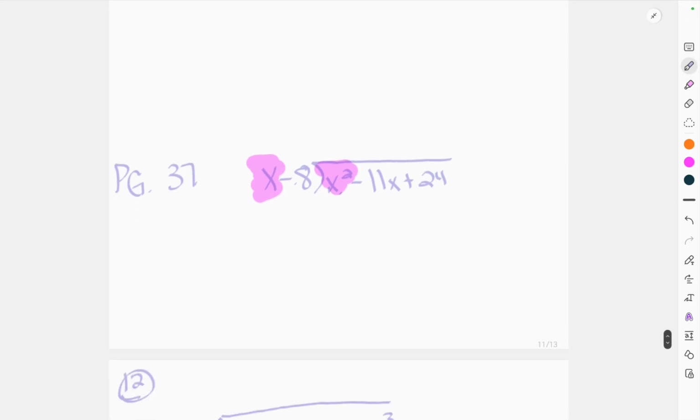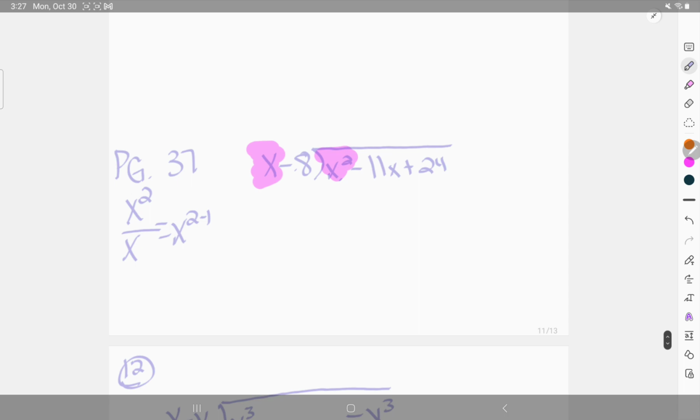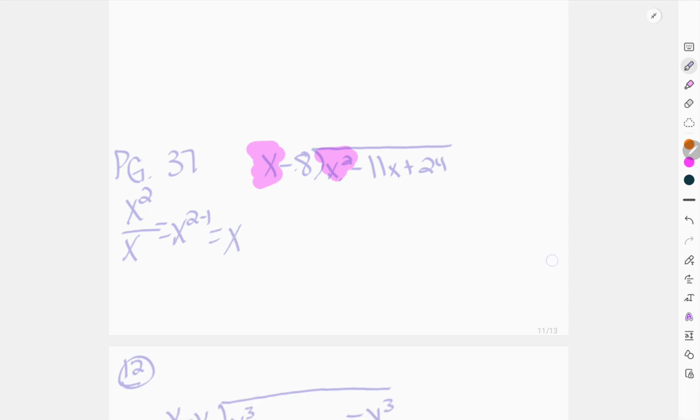All right, we're going to go over some of these division problems on page 37, just kind of reviewing dividing a trinomial by a binomial. So I have those first terms highlighted both inside the division and on the outside. Now I'm going to take those and come over here to the side and divide them. So x squared divided by x is x. I'm going to bring that up here.